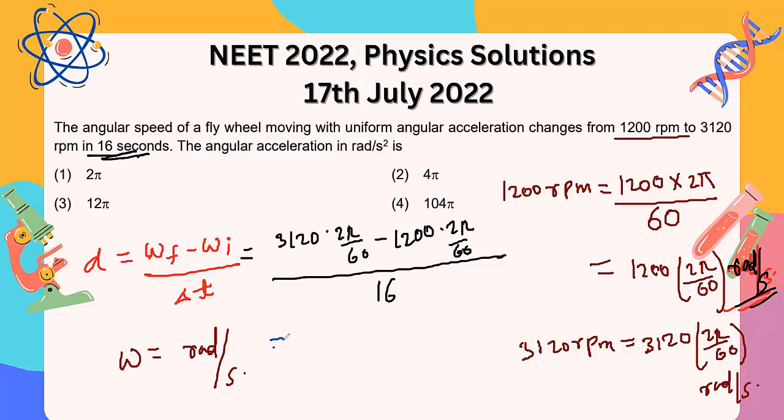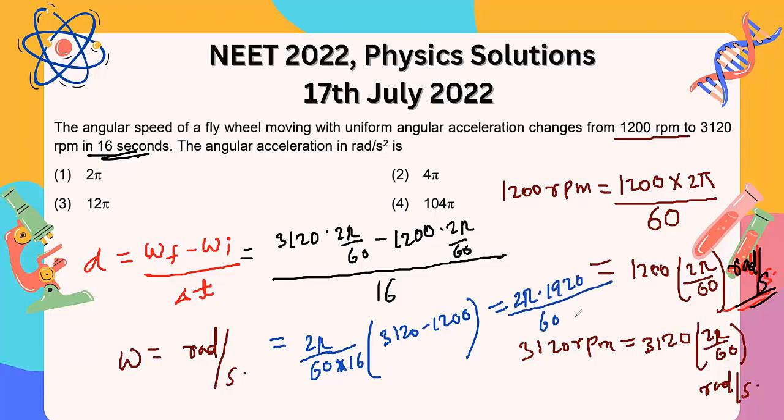If I simplify, this is going to be 2 pi upon 60 into 16 times 3120 minus 1200. That will come out to be 2 pi times 1920, over 60 into 16. Now 1920 divided by 16 is 120, and 120 divided by 60 is 2. So ultimately I am getting 2 pi into 2, that is 4 pi.